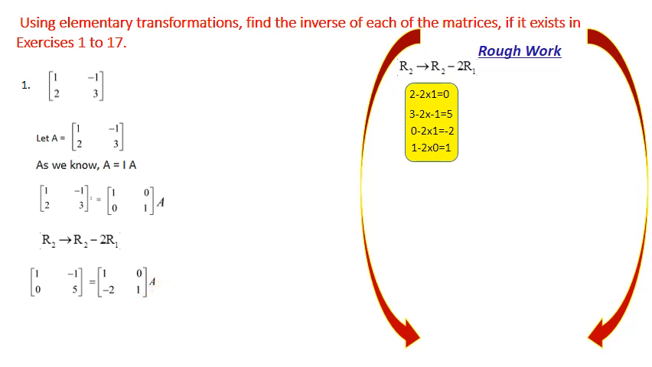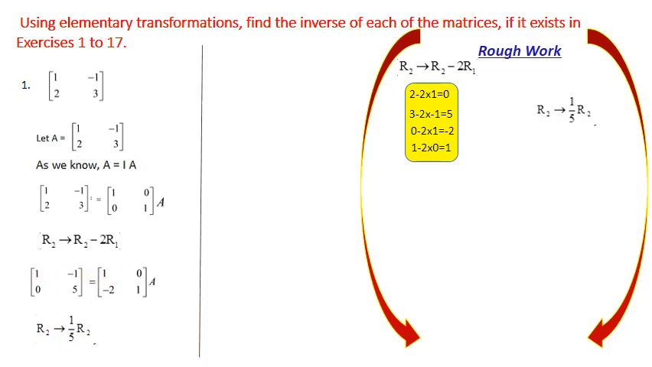When you see the left side, the first column, 1, 0, is done. Next we have to change this 5 to 1. Very simple: just multiply by 1 by 5. R2 gives 1 by 5 into R2. When you multiply by 1 by 5, this 5 and this 5 will cancel. Here also only R2 is changing; R1 is the same in both matrices.